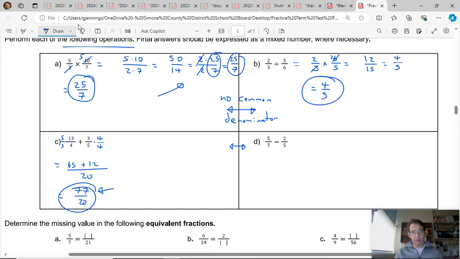That can't be simplified because 77, when I do my factor tree, is 7 times 11, and 20 doesn't have either of those factors. It nearly has 7 because 21 would have a 7, but it doesn't.